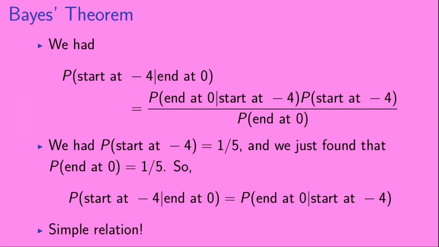Okay, so we had our Bayes theorem relation. We had that the probability for the object to start at -4 was 1/5, and we just found that the probability for the object to end at 0 also equals 1/5. So our relation simplifies to the following. The probability that the object started at -4, given that it ends at 0, is equal to the probability that the object will end at 0, given that it started at -4. Quite a simple relation.